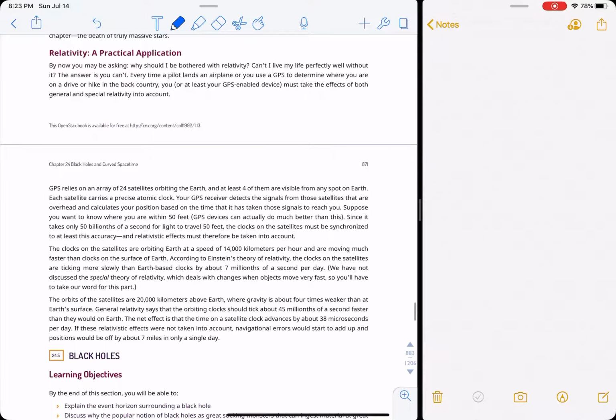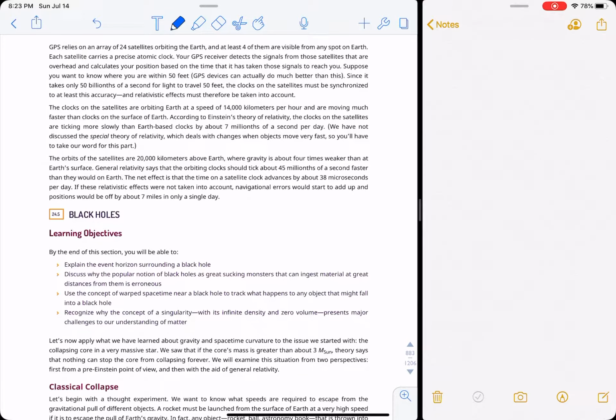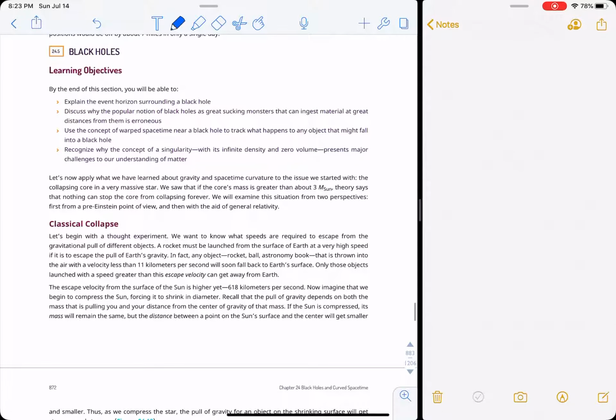And okay, so practical applications. I think they're just talking about GPS here again. There's a bunch of practical applications. Okay, black holes. So what's going on with a black hole? We want to understand the event horizon. They're not sucking monsters. That's not how they work. They're just regular things.